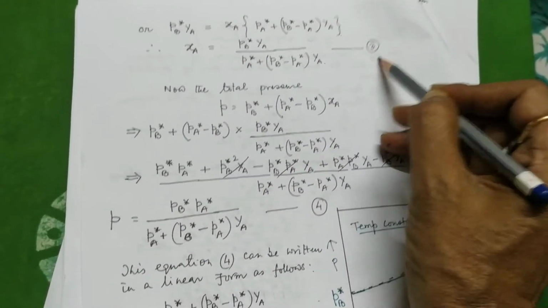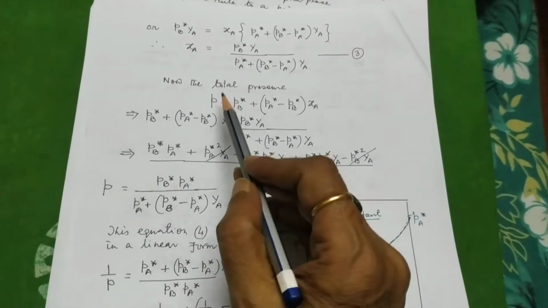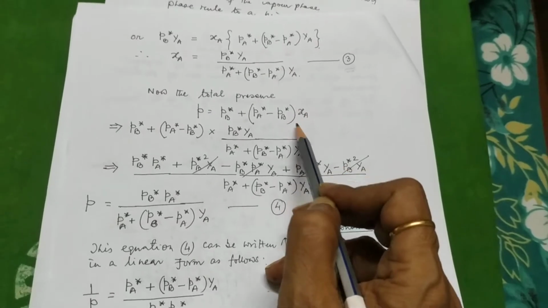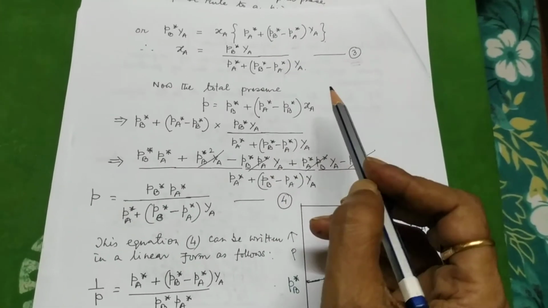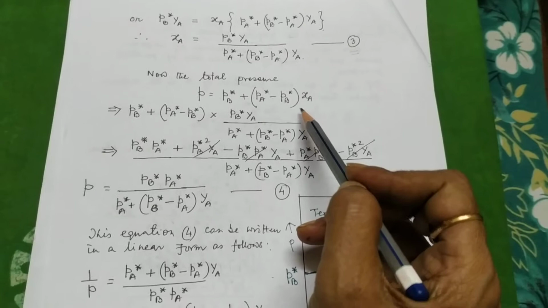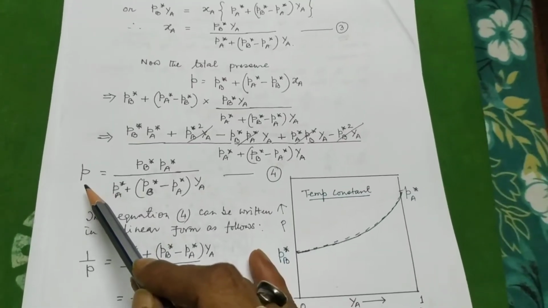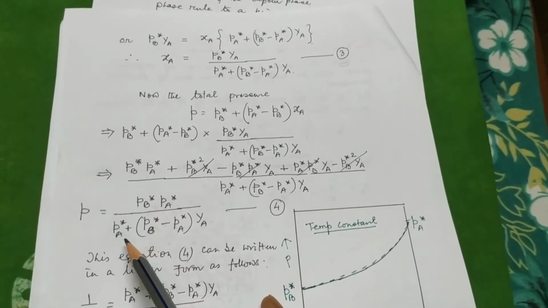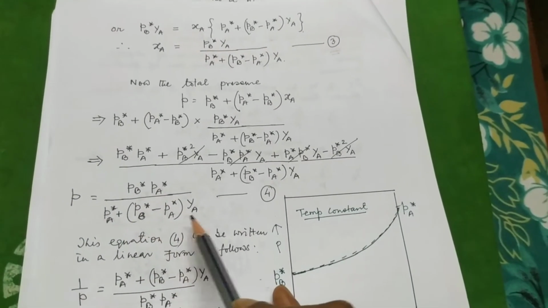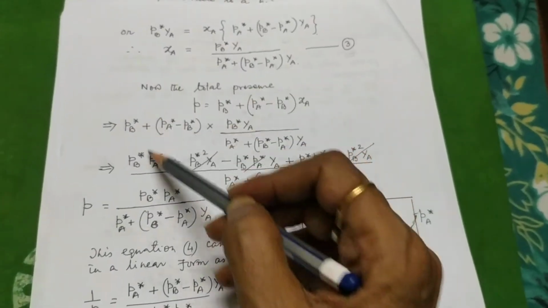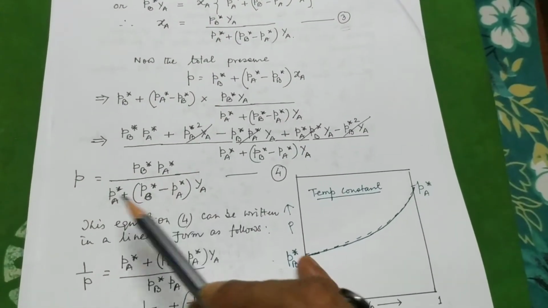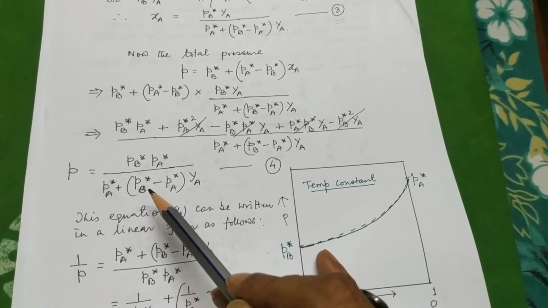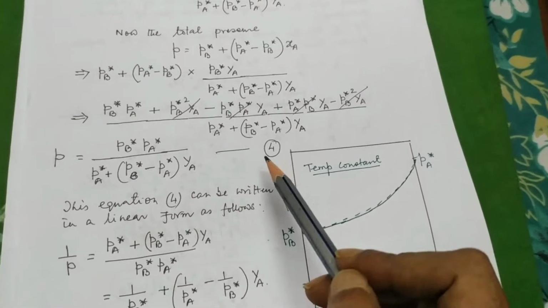This is equation number 3. Now the total pressure P equals Pb* plus P* minus Pb* into Xa. Now we are putting the value of Xa from equation 3 in this equation. So we get the value of P after simplification. After going through this simplification, you will get P equals Pb* into P* divided by P* plus Pb* minus P* into Ya. This is equation number 4.